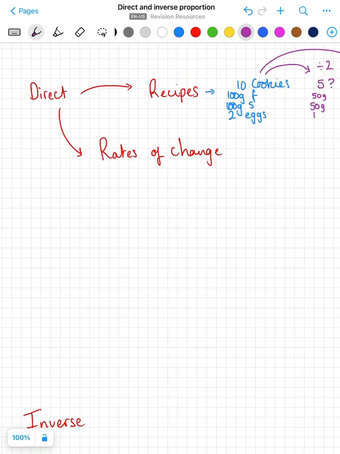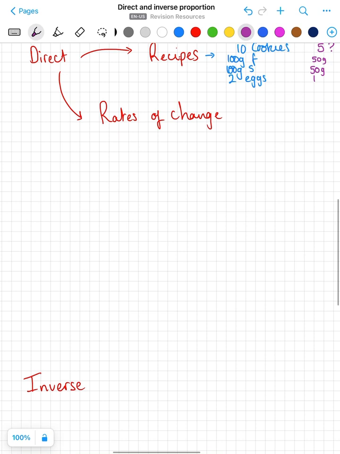Another style of question which is given about direct proportionality that's in terms of words is rates of change. Now this could be about cleaners or bricklayers or rate of flow of water out of a tap. So let's think, it takes 3 cleaners 5 hours to clean a house. We want to know how long will it take for 4 cleaners.